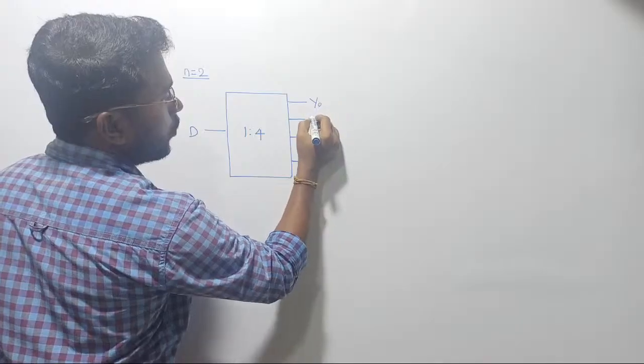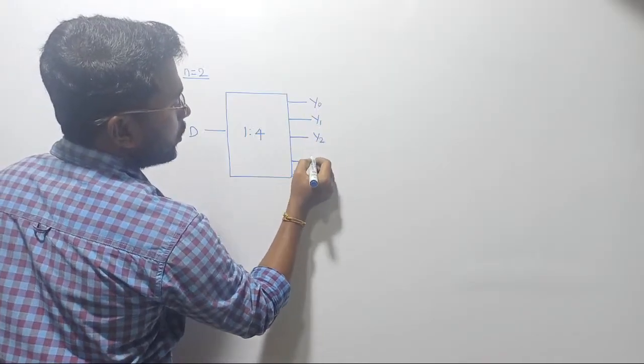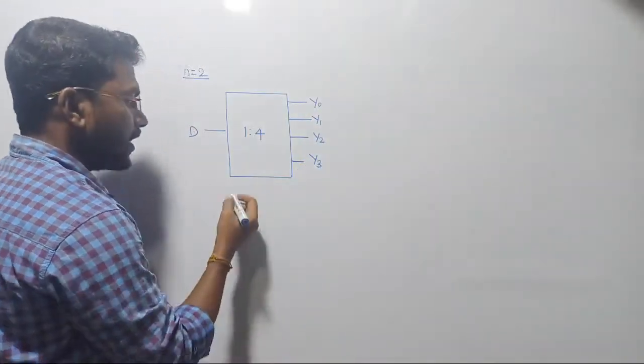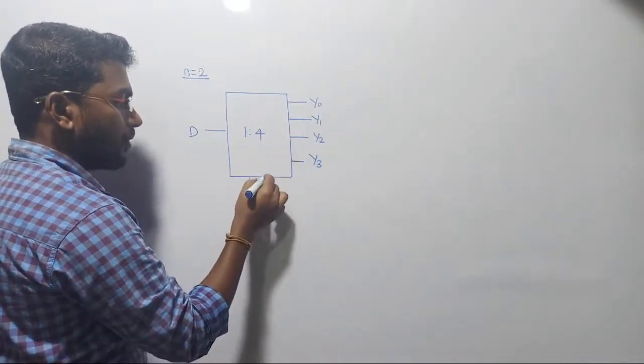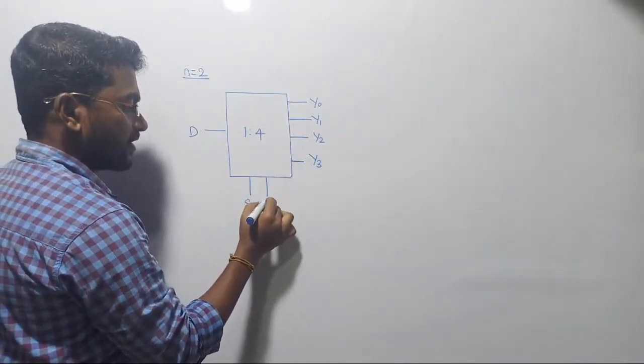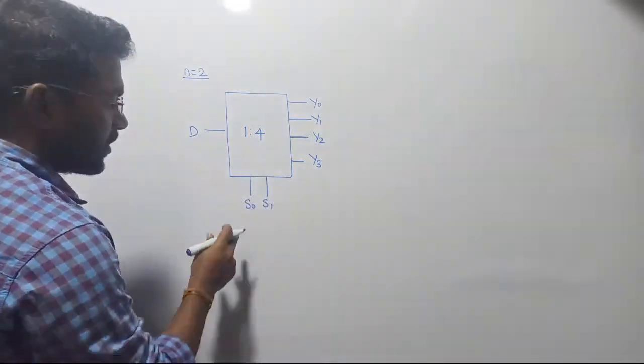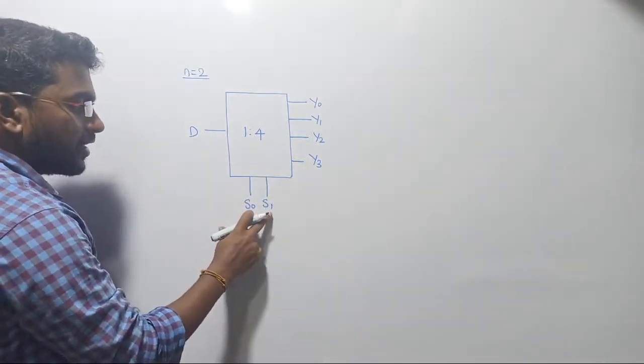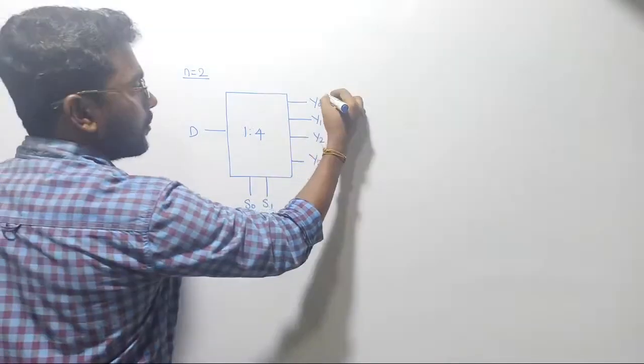Let us consider Y0, Y1, Y2, Y3. Here, in order to supply 4 people, I need 2 data selectors, S0 and S1. Let us consider there are 4 combinations. When S0 and S1 are 0, Y0 will be enabled.